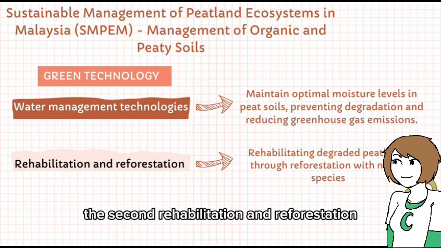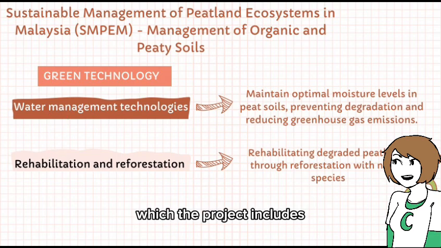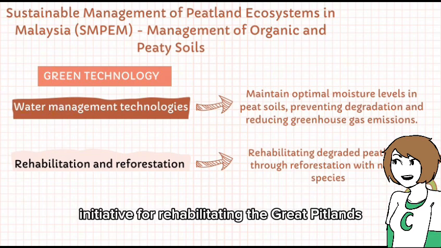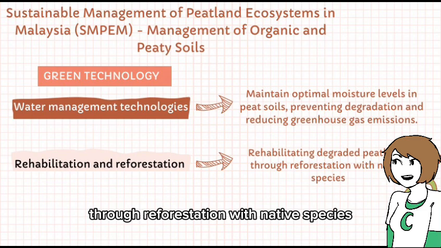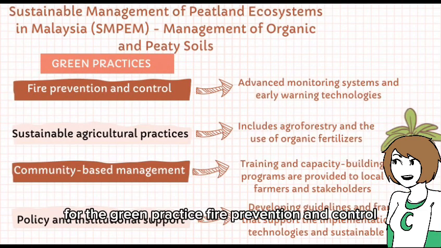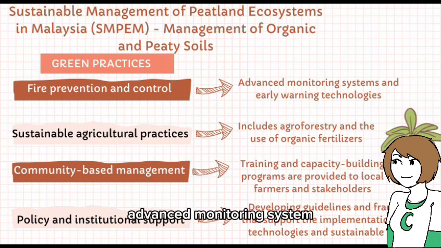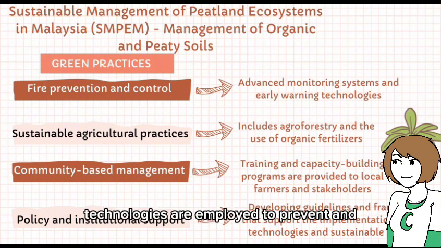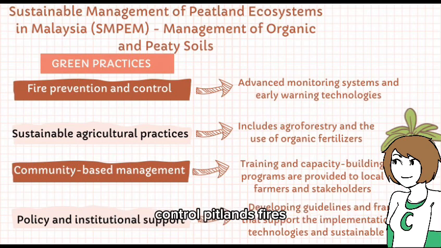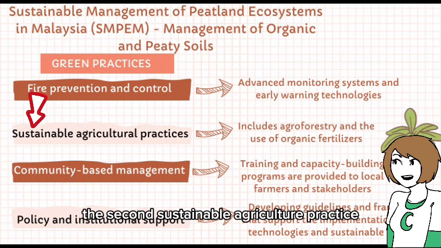The second, rehabilitation and reforestation, where the project includes initiatives for rehabilitating degraded peatlands through reforestation with native species. For the green practice, fire prevention and control, advanced monitoring systems and early warning technologies are employed to prevent and control peatland fires.